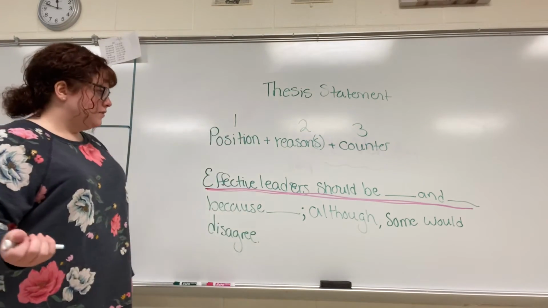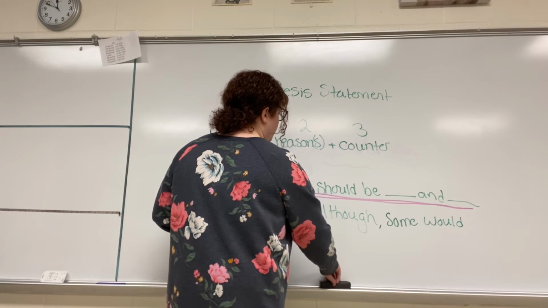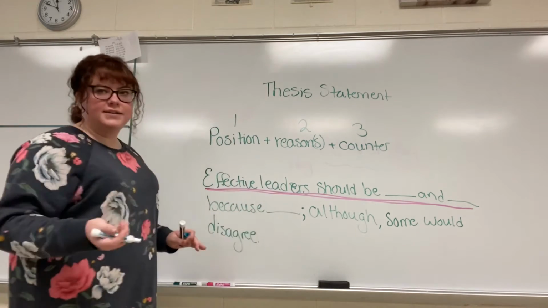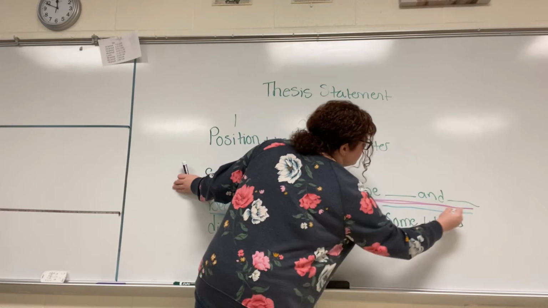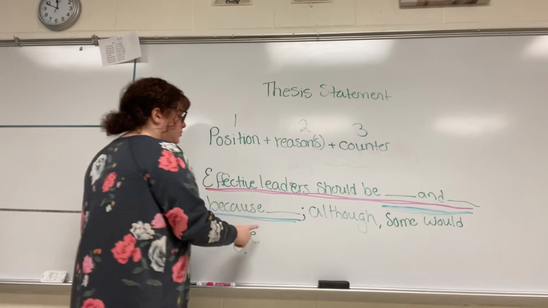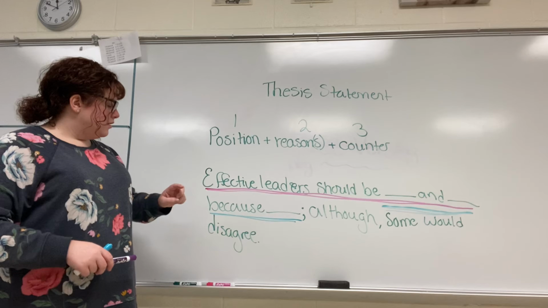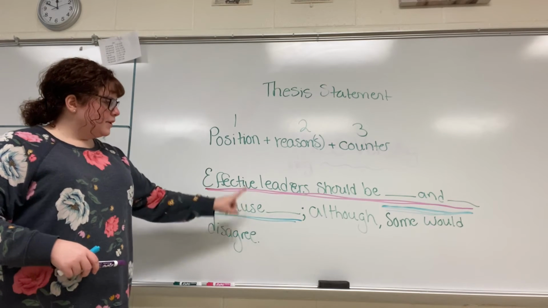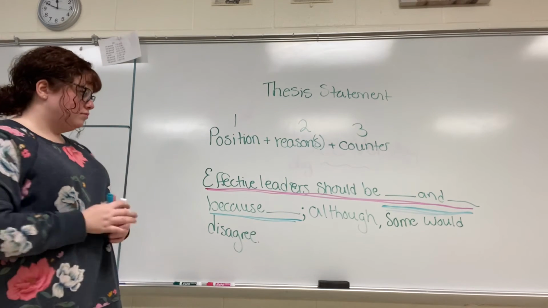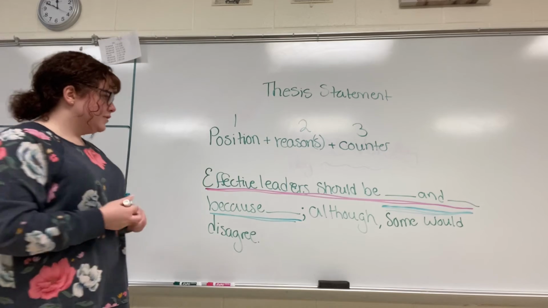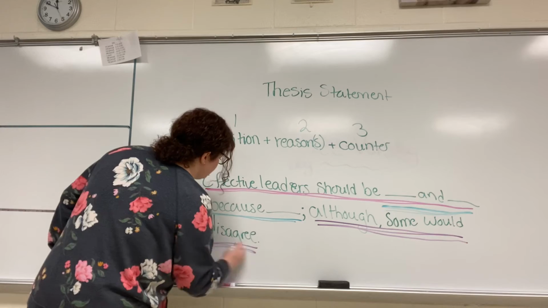Your reasons are your because, okay? So, and part of your whatever traits, okay? That's underlined in blue. Your reasons, your 2 reasons are your because and your 2 traits, okay? The because is crucial. And then your counter is that although, okay? And that's in purple. That's what I'm underlining in purple, okay?